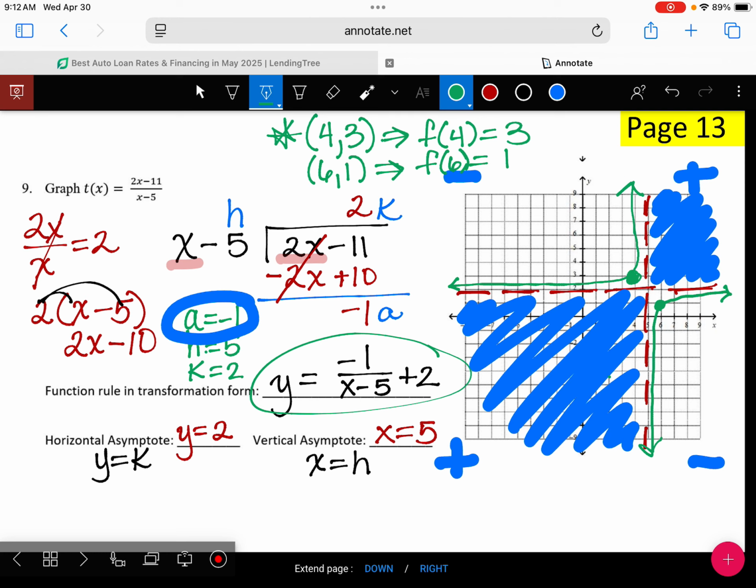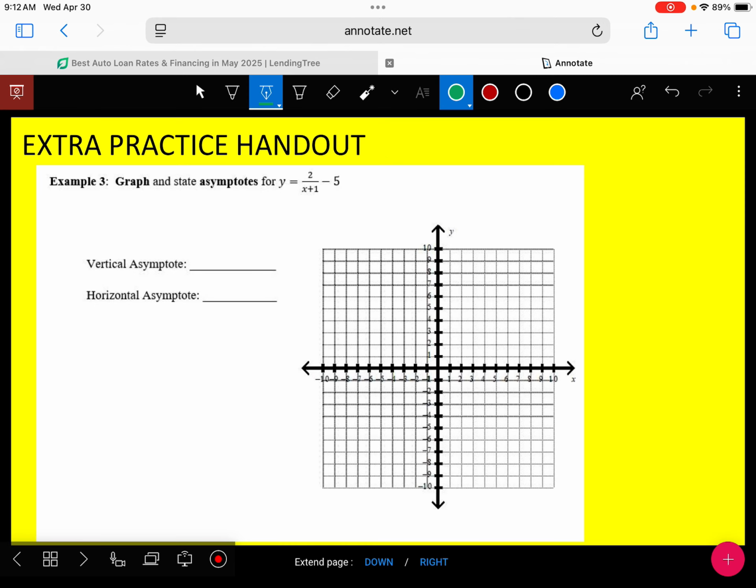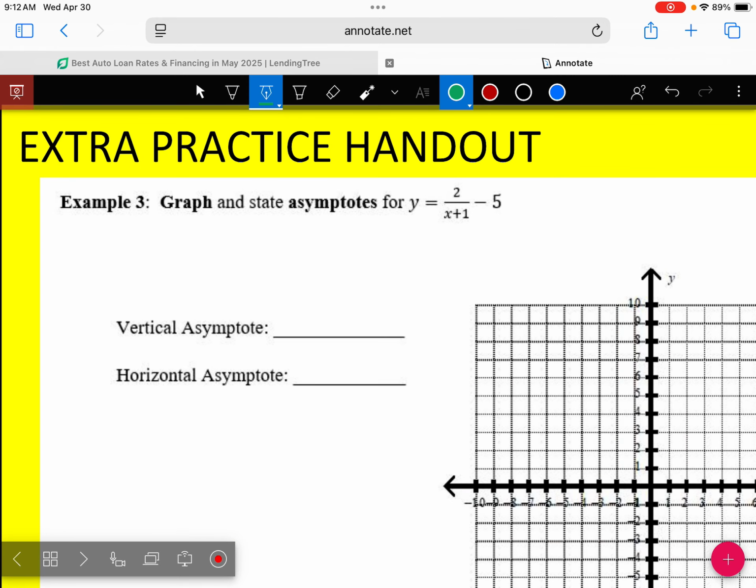So the first thing you need to do is identify A, H, and K. So do I need to do long division for example 3? Looking at example 3, do I need to do long division? No, I don't. This is already in transformation form. So A is 2. H is in our denominator. So would I say H is -1 or is H positive 1? -1. And K is -5.